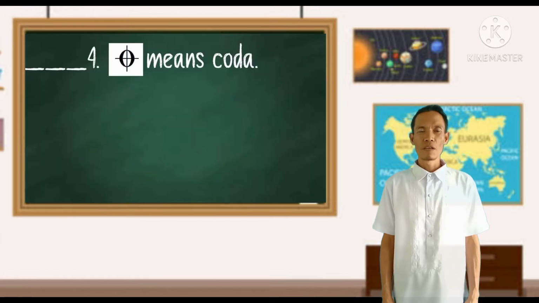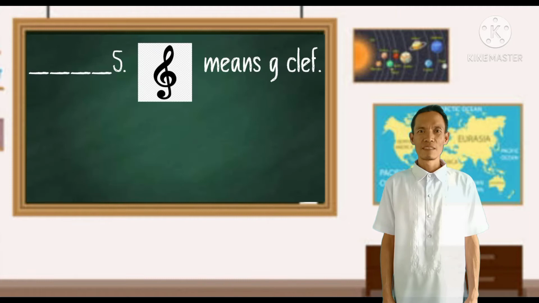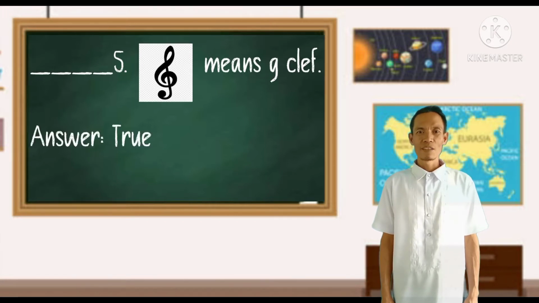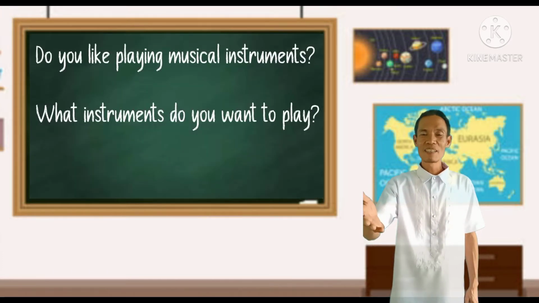Number 4, this sign means coda. True or false? The correct answer is true. Number 5, this sign means G clef. True or false? The answer is true.